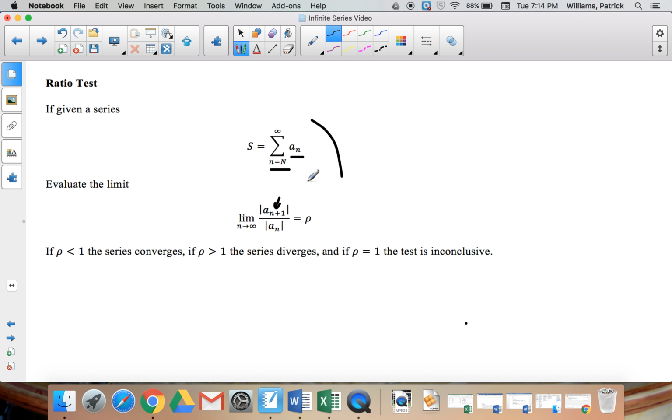But anyway, if we evaluate the series of the n plus 1th term of our sequence a sub n that's in our series over the nth term, and we take the absolute value of both of those, so we just make sure those terms are positive. If we take the limit of that ratio, that's going to give us some number here, which we call rho.